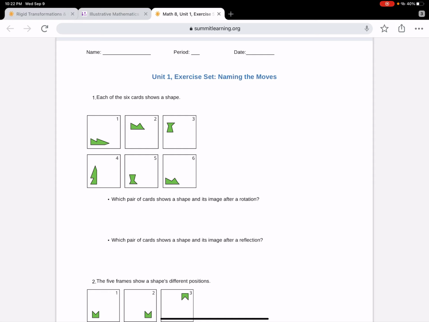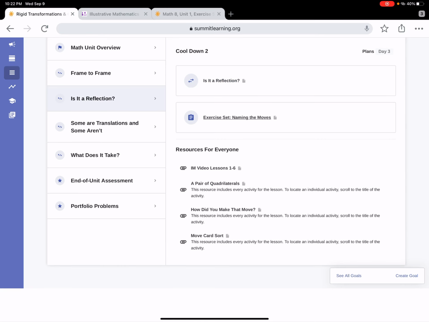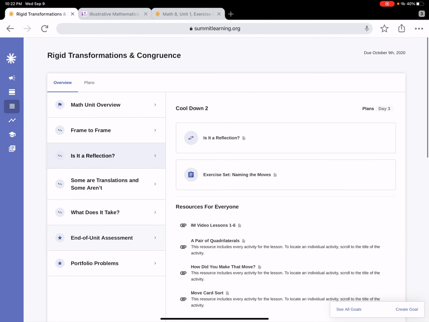So that's today's lesson. This goes with Tuesday's lesson for this week, lesson 2. Is it a reflection? And let me know if you need any help.